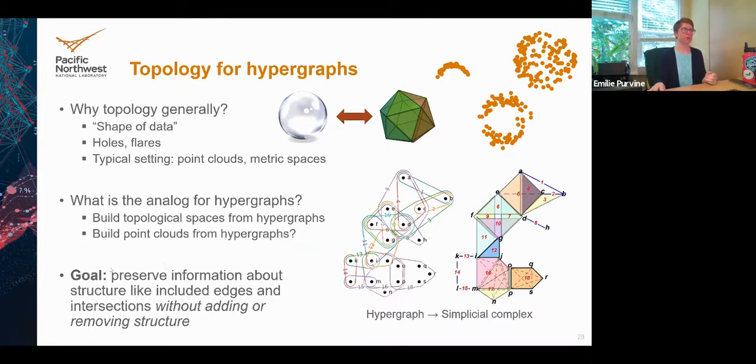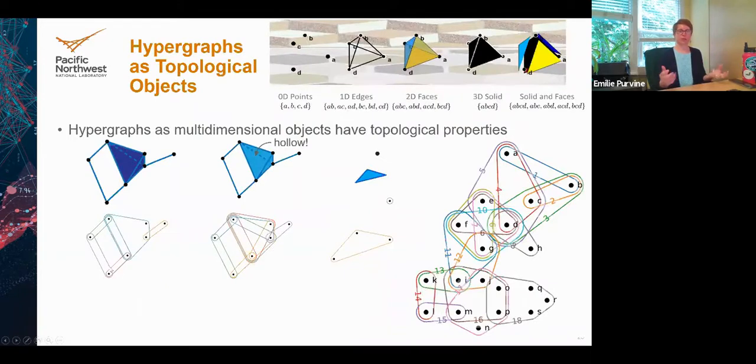And when you do that, you can identify topological properties. So you can identify one-dimensional holes in the hypergraph. By treating it as a simplicial complex, you can identify 2-dimensional holes. This hollow tetrahedron here corresponds to a hollow tetrahedron in the hypergraph. You could also identify 0-dimensional holes, which correspond to s equals 1 components.